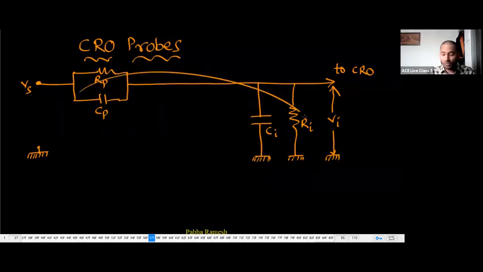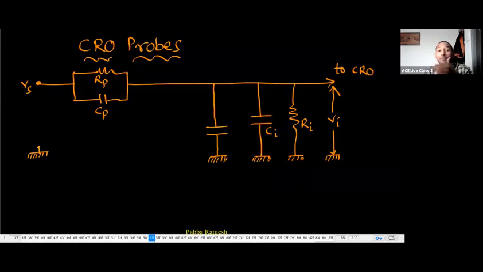By this concept only, all the theories are built up. Probe impedance is RC parallel. CRO impedance is also RC parallel. But the CRO probe has some capacitance too. The cable has some insulation, and that insulation has some corresponding capacitance. That is called the cable capacitance, Cc.